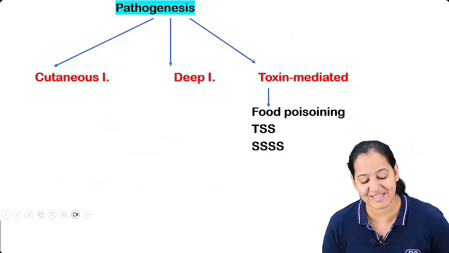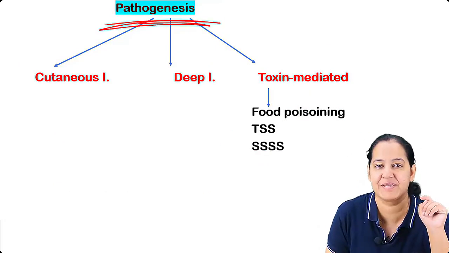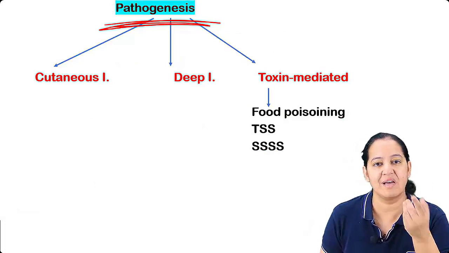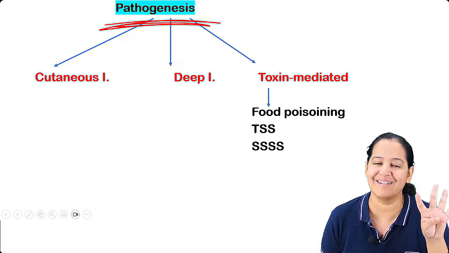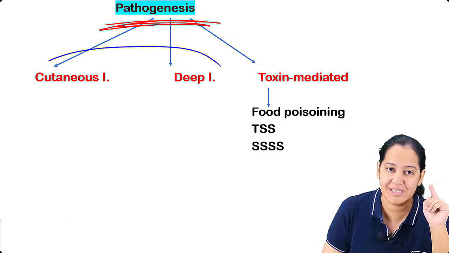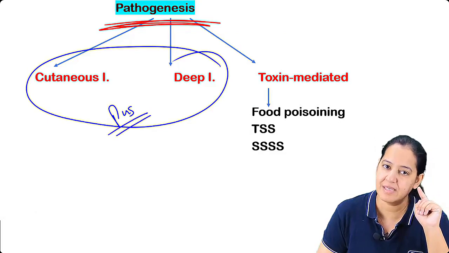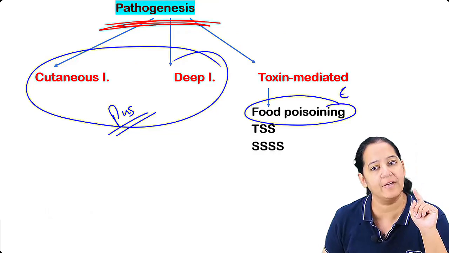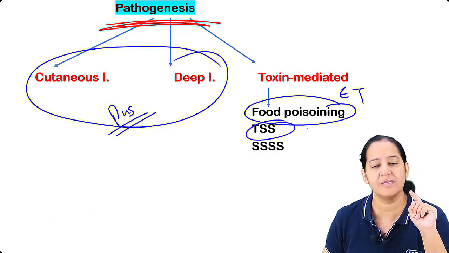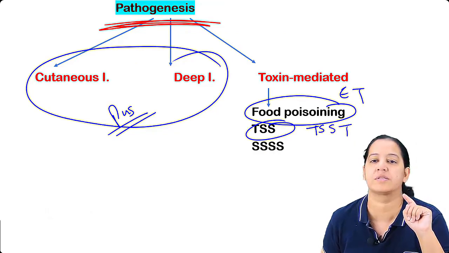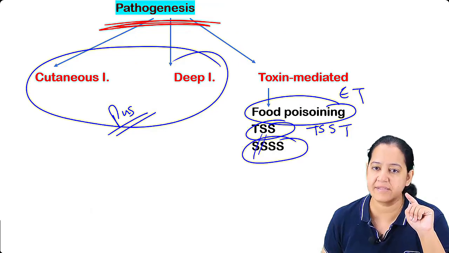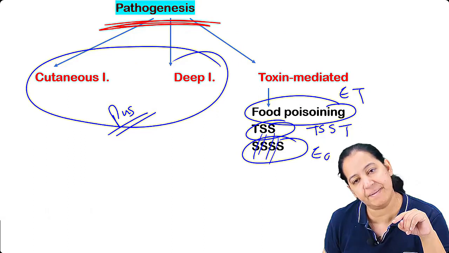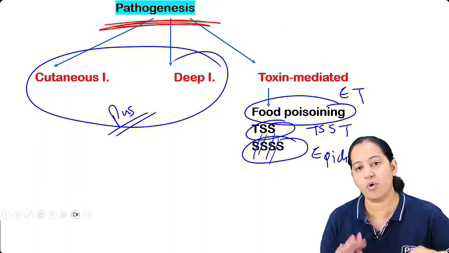After the toxins, let's come to the pathogenesis. Enzymes you can skip. Now tell the diseases. I told you 4 diseases. Cytolytic toxin causes pus everywhere. Food poisoning is caused by enterotoxin. Toxic shock syndrome is caused by toxic shock syndrome toxin. And SSSS, Staphylococcal scalded skin syndrome, is caused by epidermolytic toxin. So the 4 toxins cause the 4 diseases.